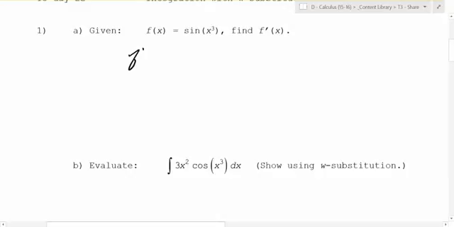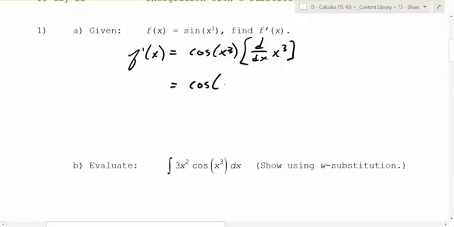Cosine. So you know that f prime is going to be cosine of x cubed, but then you have to multiply by the derivative of the inside. What is the derivative of the inside? Yeah, so you have 3x squared. So if you clean it up, it's really 3x squared cosine of x cubed.